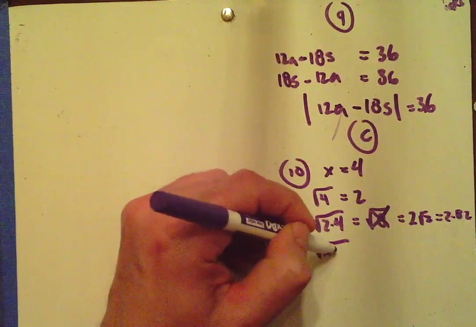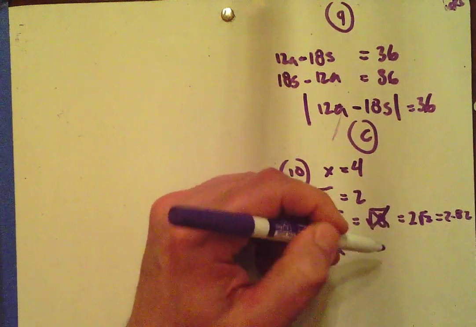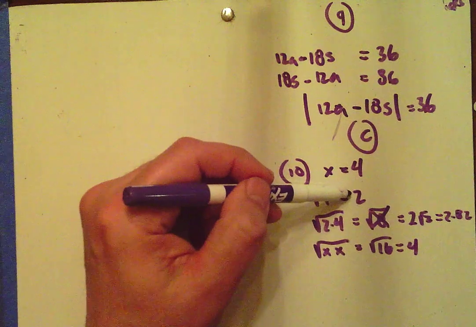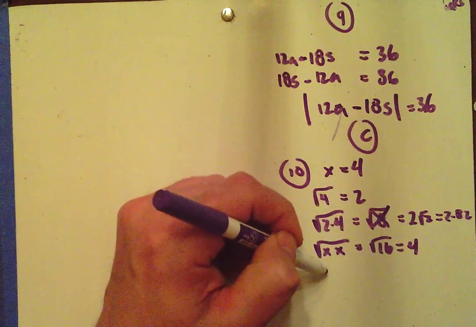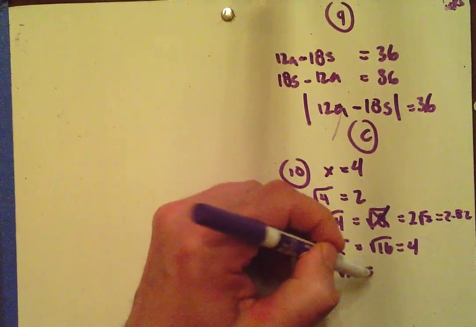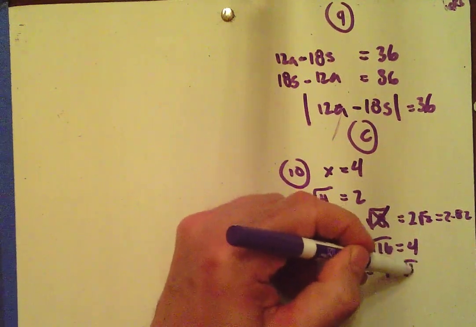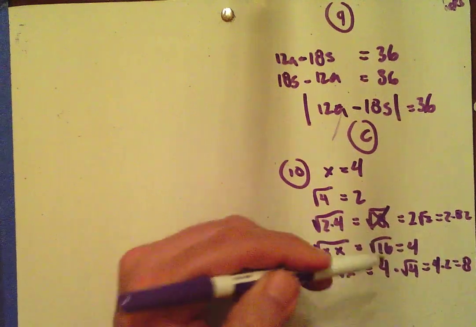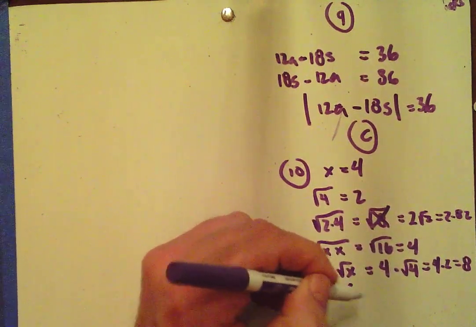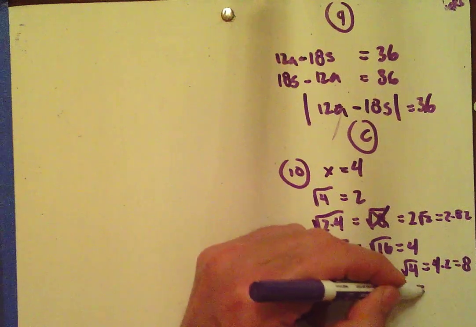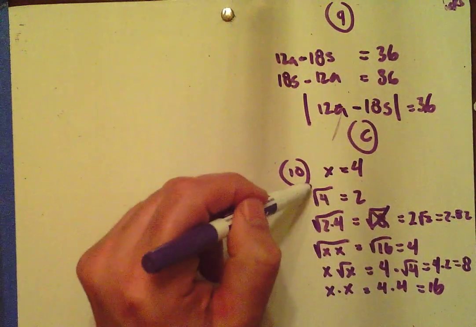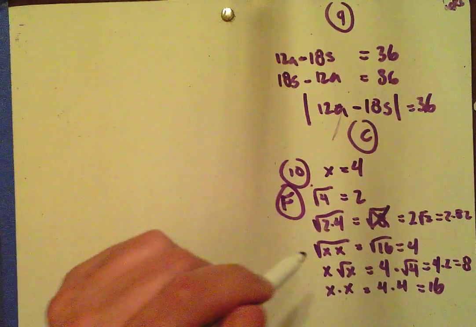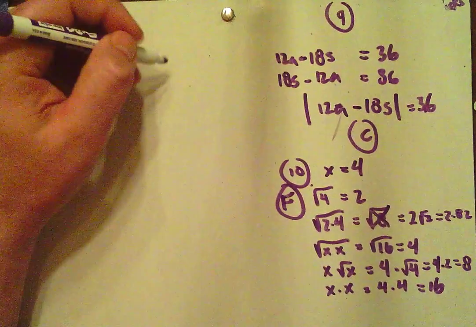The square root of x times x is the square root, in our case, of 16, or 4. That's not smaller than 2. We've got x root x, which is 4 times square root of 4, or 4 times 2 for 8. And then finally we have x times x, which is 4 times 4, or 16. So it looks like choice F is the least value for number 10. Number 11.